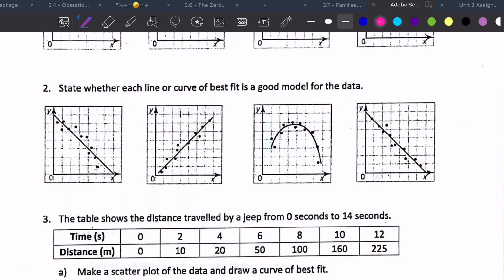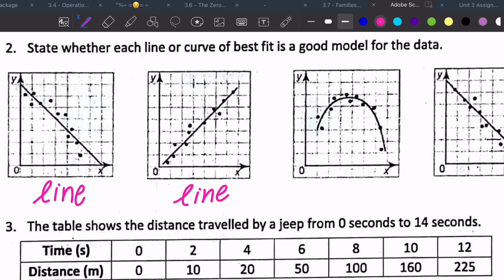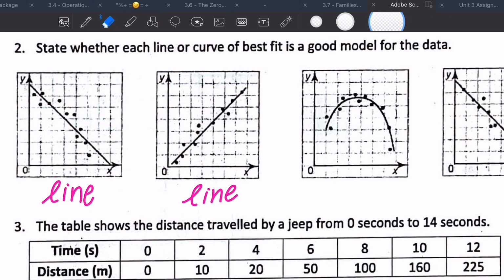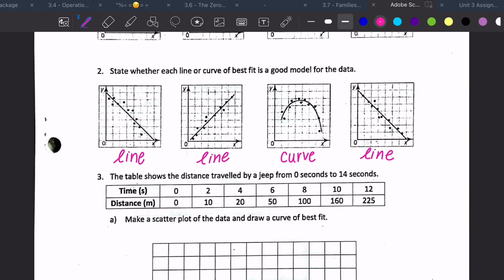So we were just calling it nonlinear. This one to me looks like a line. Second one, line or curve? Not a trick question. Line, right? This one, not a line, it curves. So we can say that this is a curve, right? And then the last one, that is a straight line. So this is a line of best fit, right?